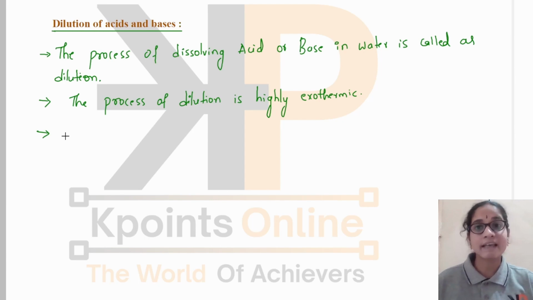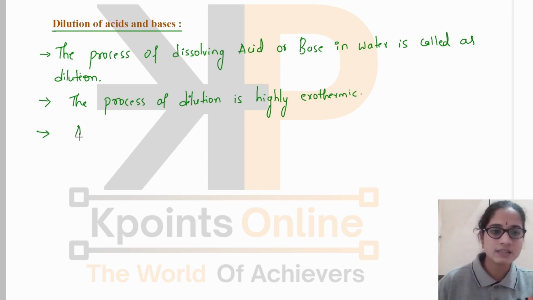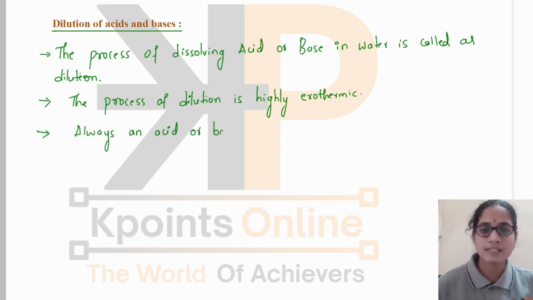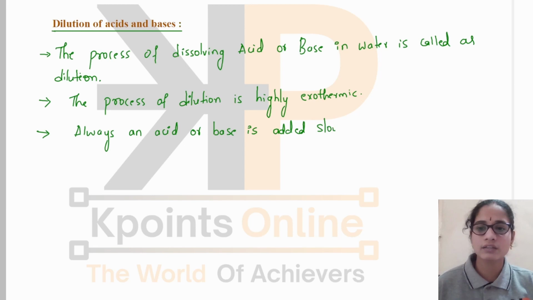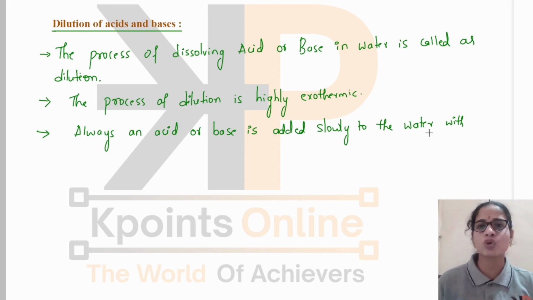Always care must be taken while diluting the acid or base. Always an acid or base is added slowly to the water. You should never add water to concentrated acid or base. You should add it with constant stirring, in very small amounts, and you should always keep stirring it continuously, so that the heat liberated will not cause the mixture to splash out. Water is a good absorber of heat.